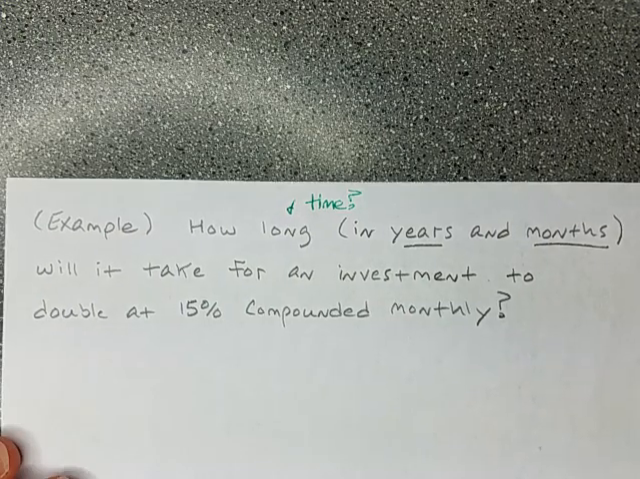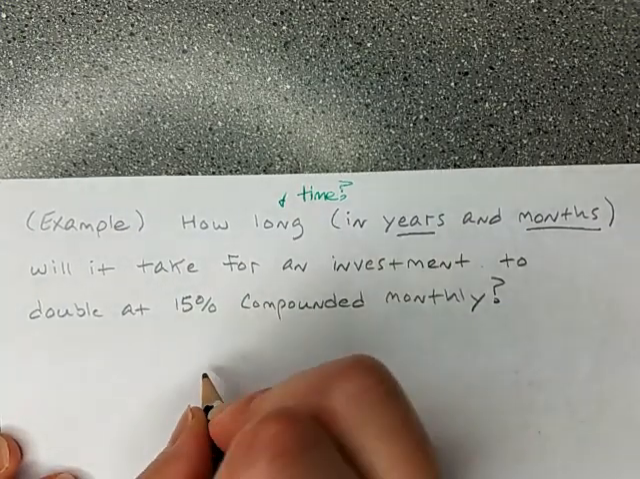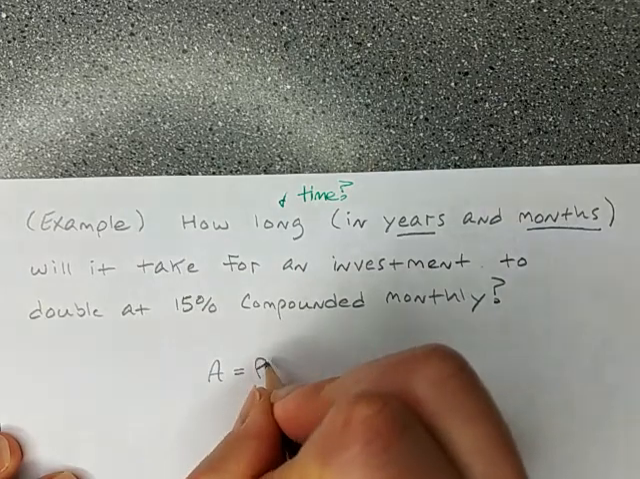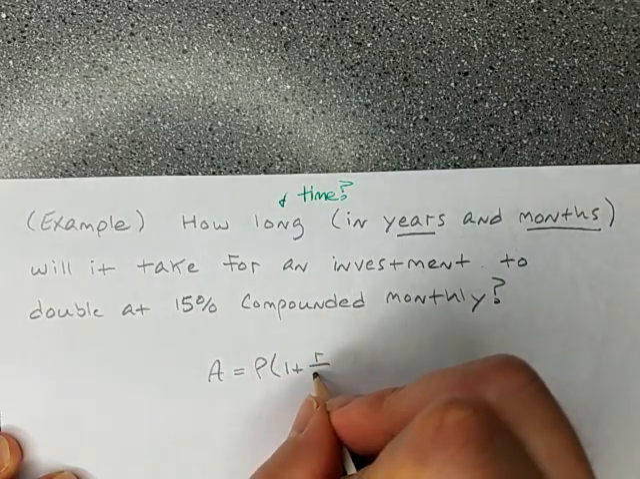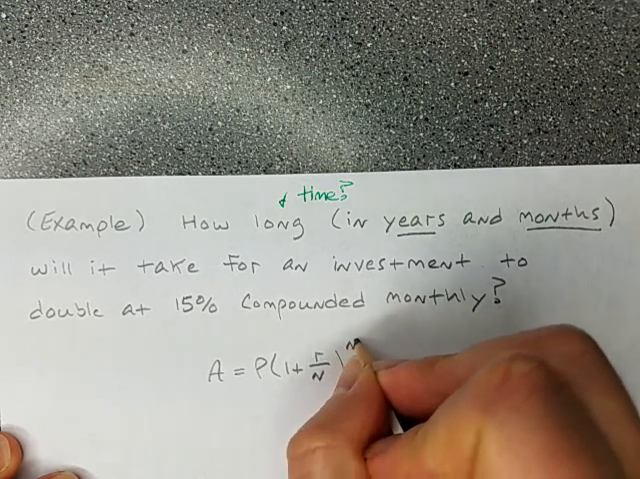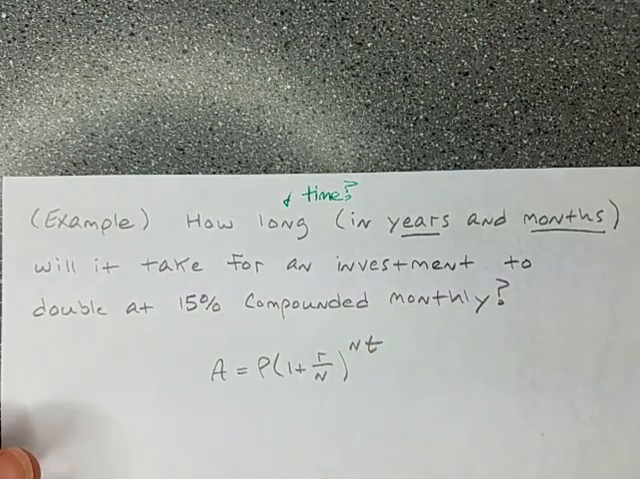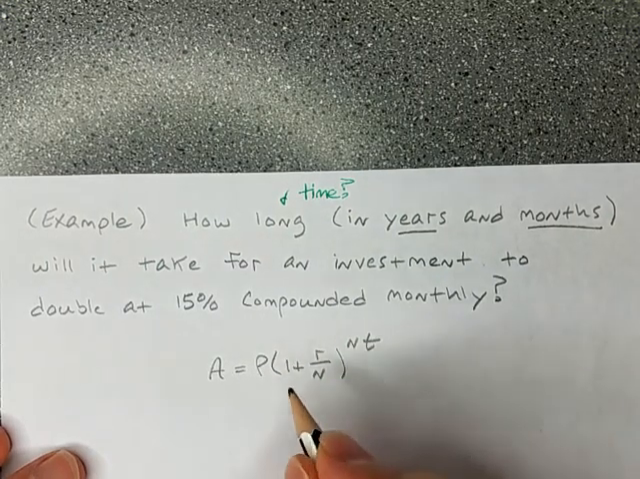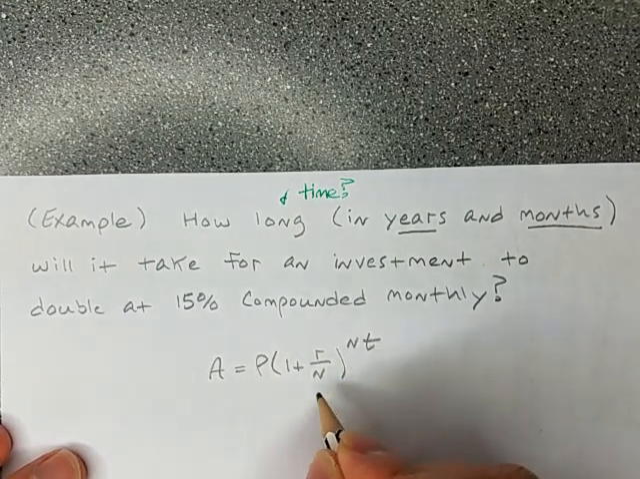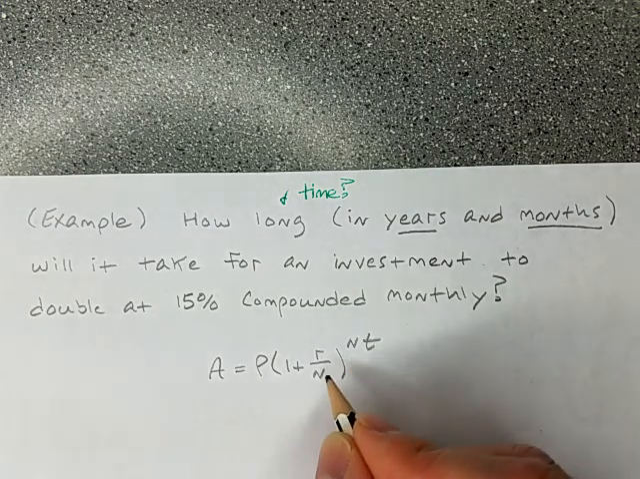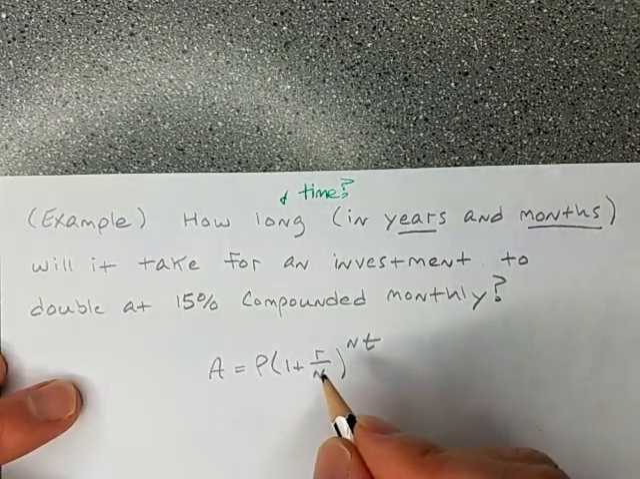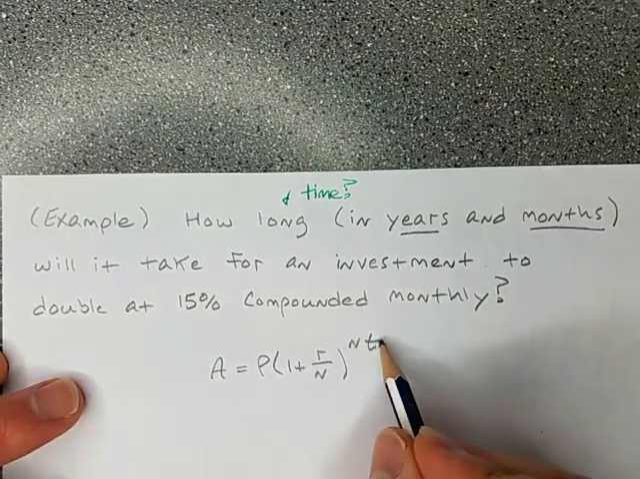All right. So how about this? Let's write down the formula. Here's the formula that would be appropriate for this problem because we're compounding monthly. We would use this same formula if we're compounding daily or quarterly or anything like that. Okay. All right. So we're compounding monthly, and I want to find the time.